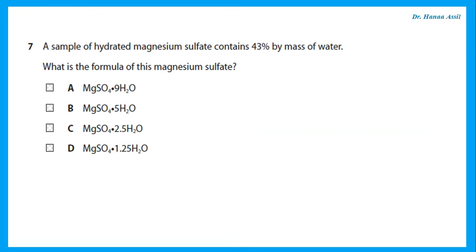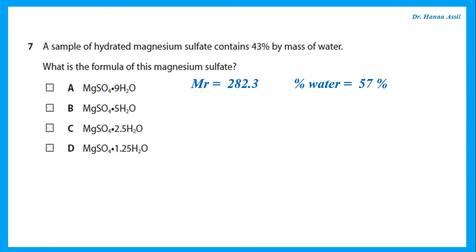A sample of hydrated magnesium sulfate contains 43% by mass of water. What is the formula of this magnesium sulfate? Well, we need to get how much percent water in each of these. So if we're talking about that first choice, we get the total MR. And then we have the part of the water. This is 9 water over the total times 100.